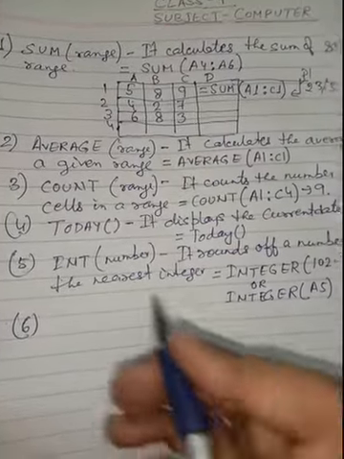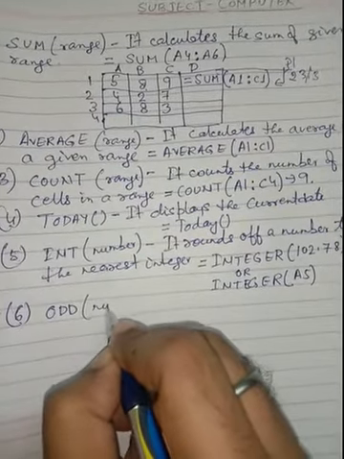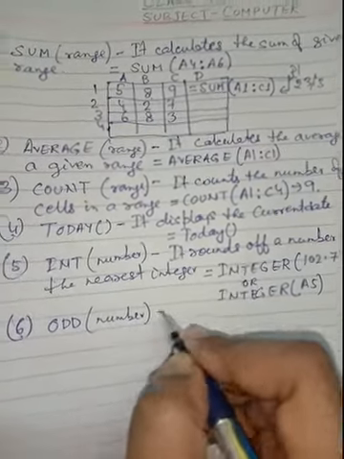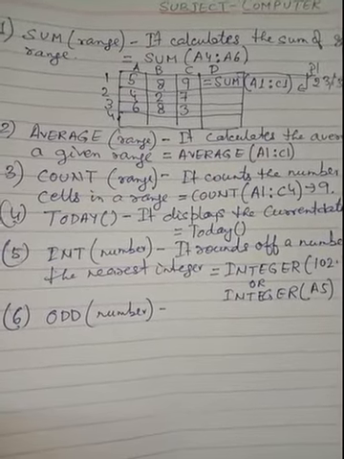Now the next function that we have is ODD. And here we give it the number. So it returns a number rounded up to the nearest odd integer.